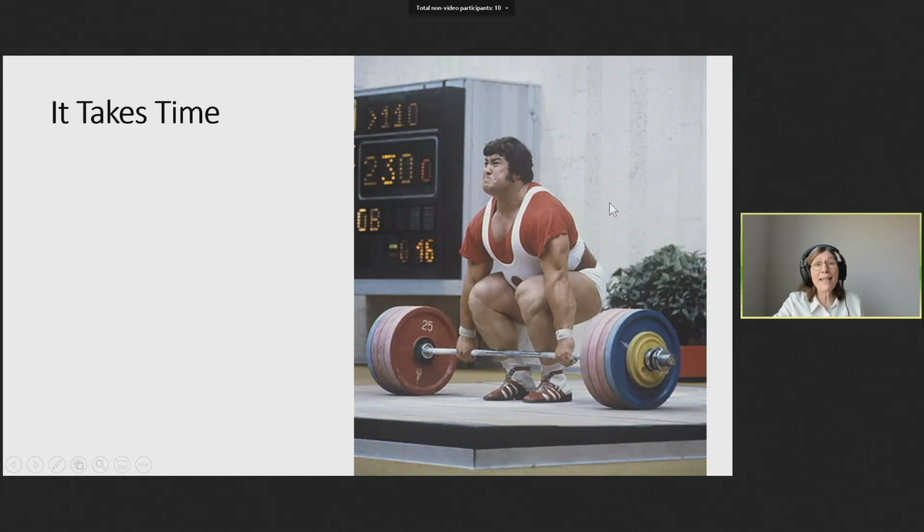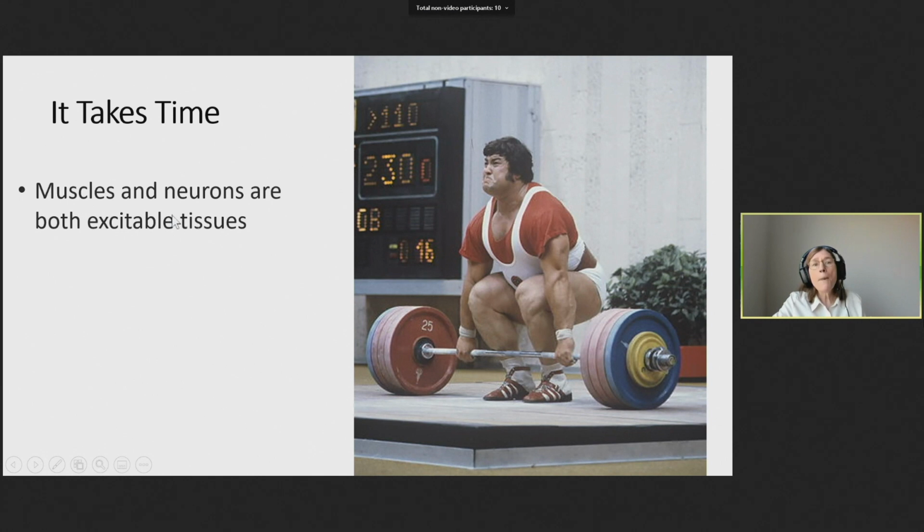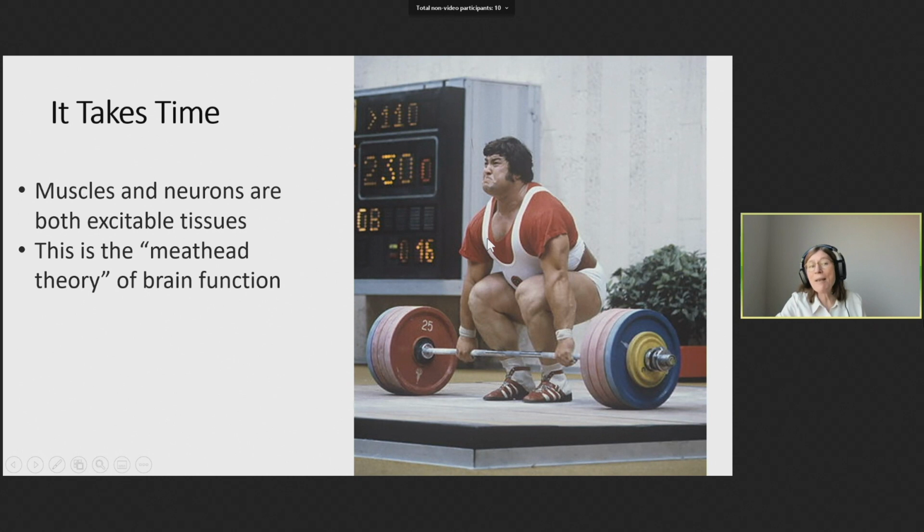So I like to say that it takes time, just like this weightlifter did not sit and cram the night before a big test or a big competition. It takes time to build that muscular structure. In fact, muscles and neurons, they're both excitable tissues. So when I say that it takes time for this fellow to develop muscular structure, that's analogous to the time it takes to develop neural structure. That's sometimes sort of irreverently called the meathead theory of brain function, but it actually works. So just remember, even though you can't see inside your brain, it's going to take time to develop these kinds of structures.